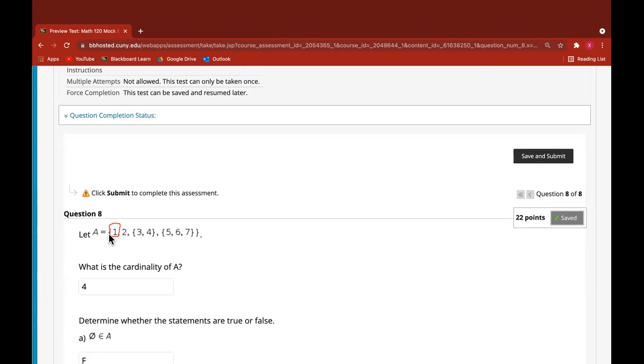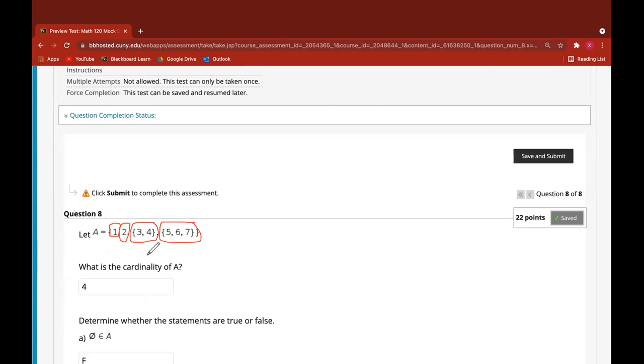So here's an element, here's the second element, here's the third element, here's the fourth element. So you only have 4 elements. 1 is an element, 2 is an element, the set containing 3, 4, the whole set, is an element, and then the set of 5, 6, 7 is an element.